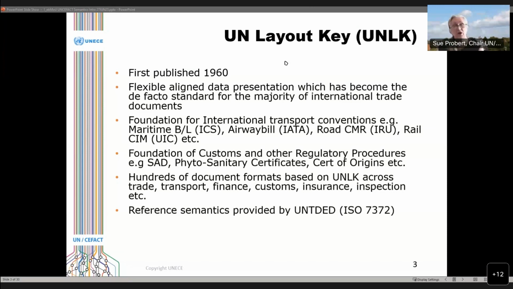Thank you. Yes. So the actual layout key itself was completed and published in 1960 originally, but during the intervening years and continuing today, there are many international organizations who still publish UN layout key documents to support their regulations or their conventions. There are some examples on this slide. And these are still important documents. Even though we move towards digital transformations, paper is still very present in the international supply chain, as I'm sure you all know. Next slide, please.